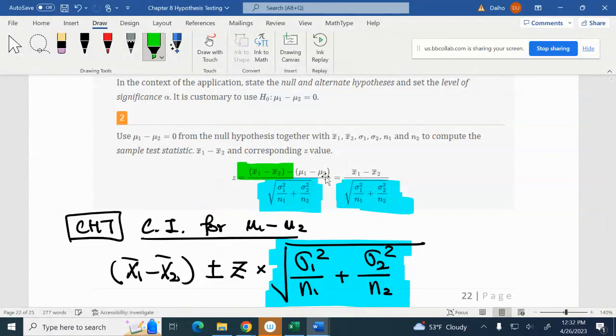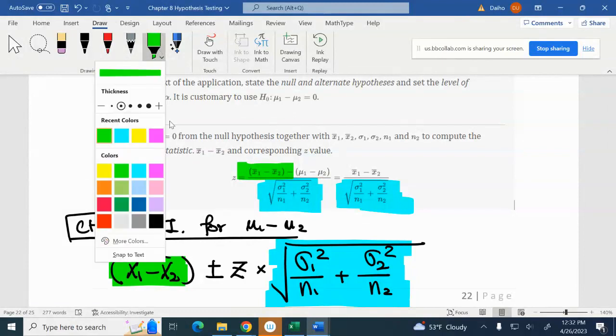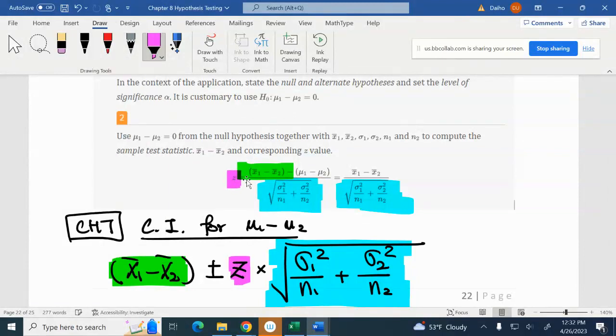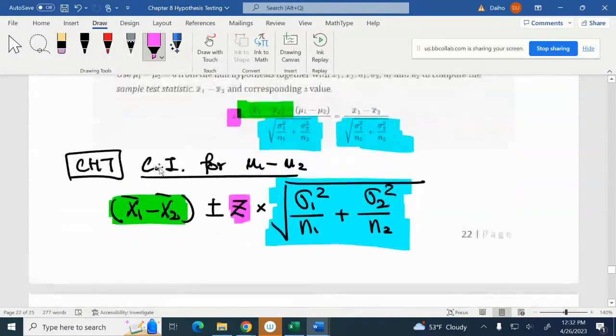And now here, x1 bar minus x2 bar. Here's the sample mean difference. And we got the z-score and the z-score. Yeah, exactly same idea. We just rearrange to get the fraction, to get the test statistic from the confidence interval. Absolutely, the confidence interval was from the sampling distribution, right? Yeah. It's almost the same thing.